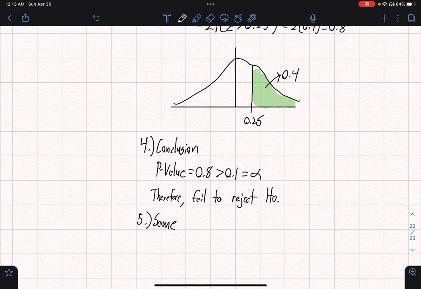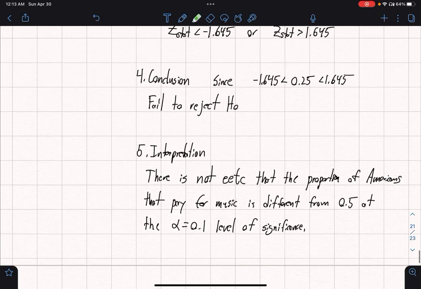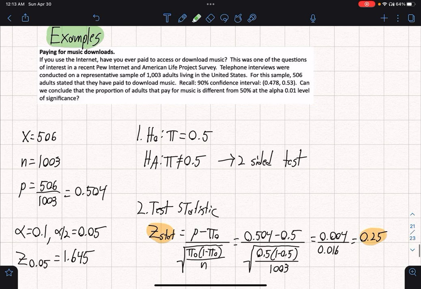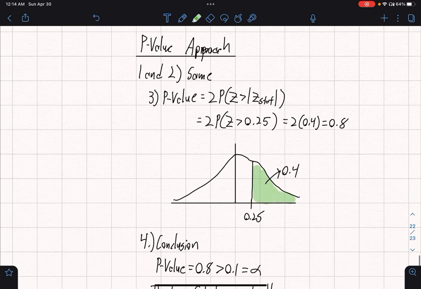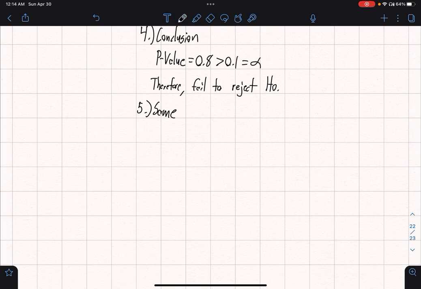Okay, last thing I want to do is make a comparison with our 90% confidence interval, from 0.478 to 0.53. Notice that 1 minus 0.9 is 0.1, which is our alpha. So our alpha in this confidence interval is the same as the alpha in this hypothesis test.